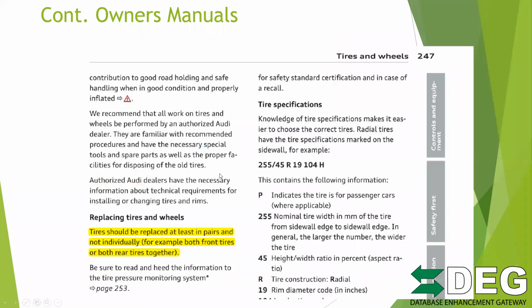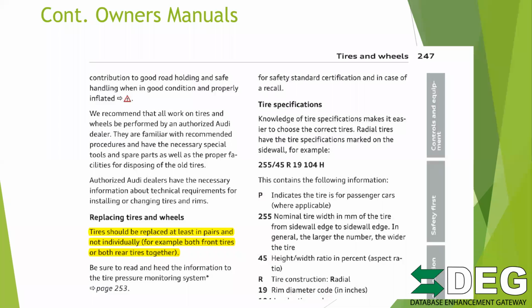So an example of what you may find in the owner's manuals: you're going to find a plethora of information regarding safety, what type of parts you're going to want to use. But also, I was doing research on an Audi one time, and the question came up was, how many tires should be replaced when you're replacing a single tire? Sometimes you assume one tire, sometimes you assume all four tires. But in this case, looking in the Audi's owner's manual for this specific vehicle, it specifically stated tires should be replaced at least in pairs and not individually. Example, both front tires or both rear tires together.